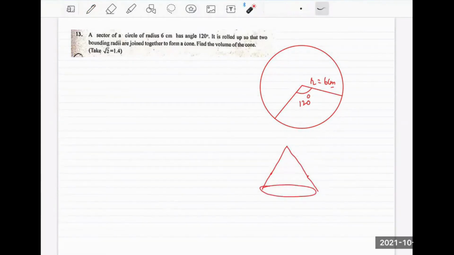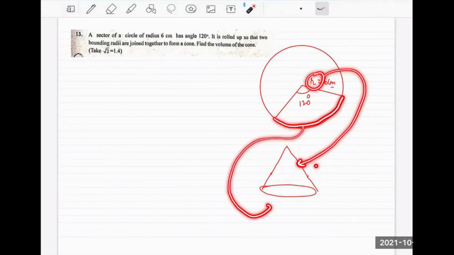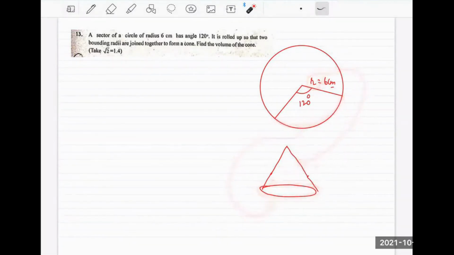Look, when you roll it, this part right here will become this part right here. This portion is called the arc of a circle. When you roll it, what will it become? It will become the whole circumference of the cone. What will the radius turn into? The radius has turned into this portion right here. What do we call this? Slant height. So the radius has turned into the slant height, and the arc has turned into the circumference. So we have those two hints.